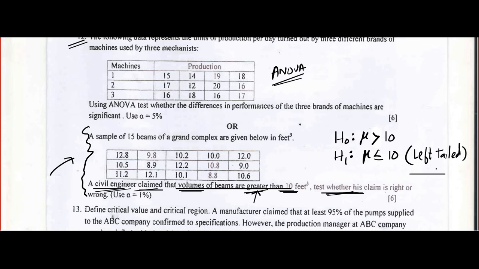Now another bad news here is you have to calculate x bar and sample standard deviation. I'm warning you, calculate sample standard deviation from this data by yourself. And is it small sample or large sample? 1 2 3 4 5, 15, small sample. So this is small sample. Small sample means t distribution.